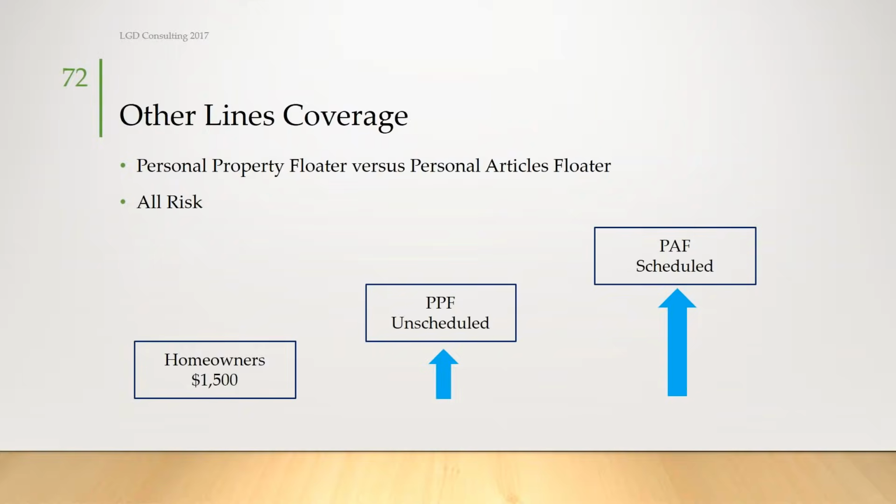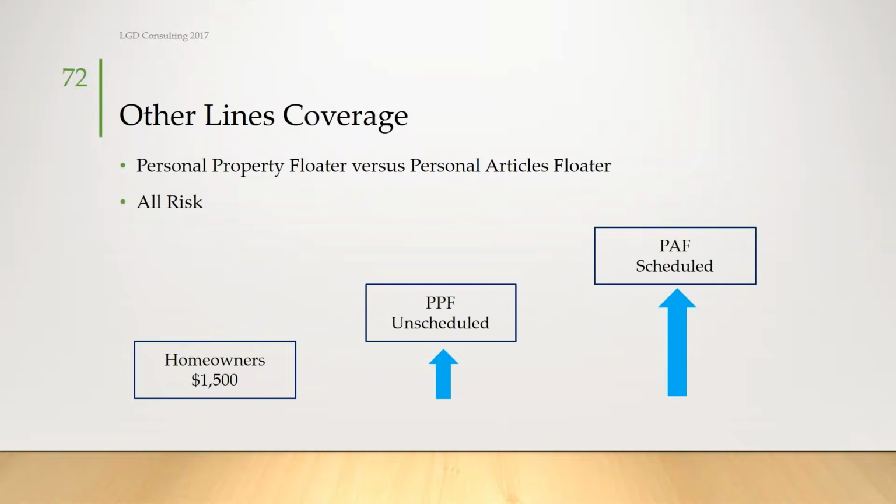Some other lines: personal property floater versus personal article floater. I'm using jewelry here, although it doesn't state that. If someone breaks in your house and steals all your jewelry, your homeowner's policy is going to basically pay you a maximum of $1,500 for theft of your jewelry. Okay, well, for some people that's enough. If it's not enough, would you like additional coverage? Well, the first step in getting additional coverage is getting that personal property floater.